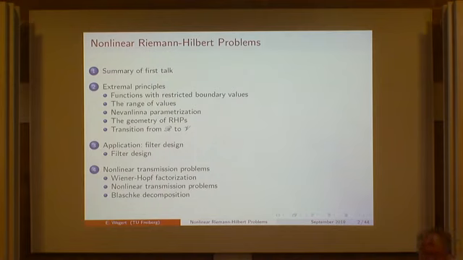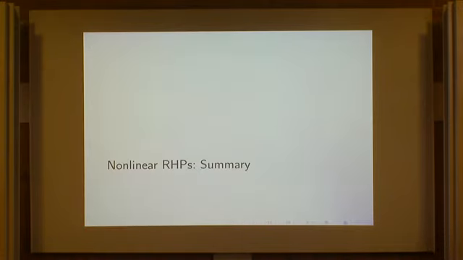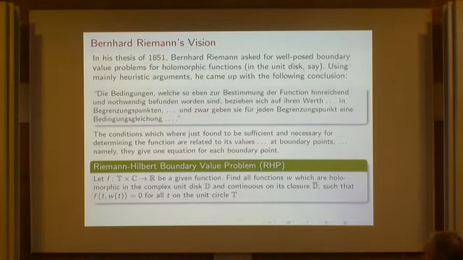on nonlinear transmission problems. This is the type of Riemann-Hilbert problem which corresponds to this transmission problem where we have a jump function and we are looking for a holomorphic function, or sometimes for two functions, which are coupled across the common boundary of the domains. So first of all, a short summary of this morning.